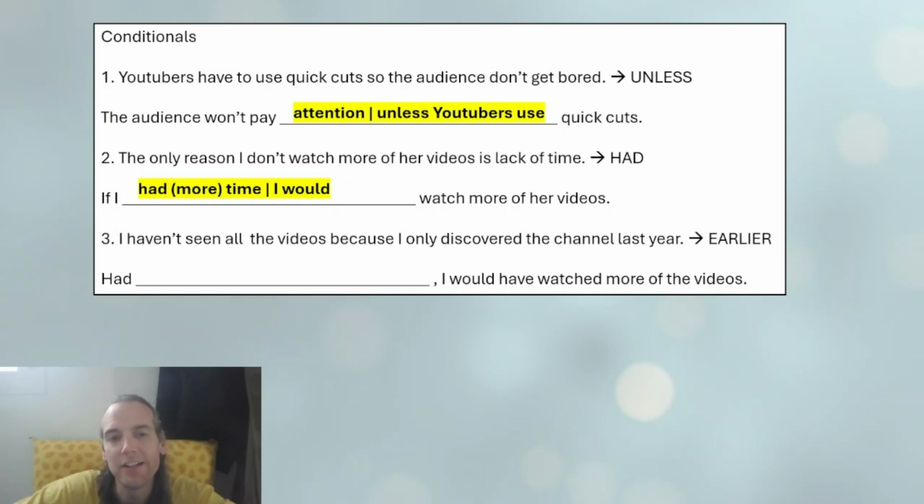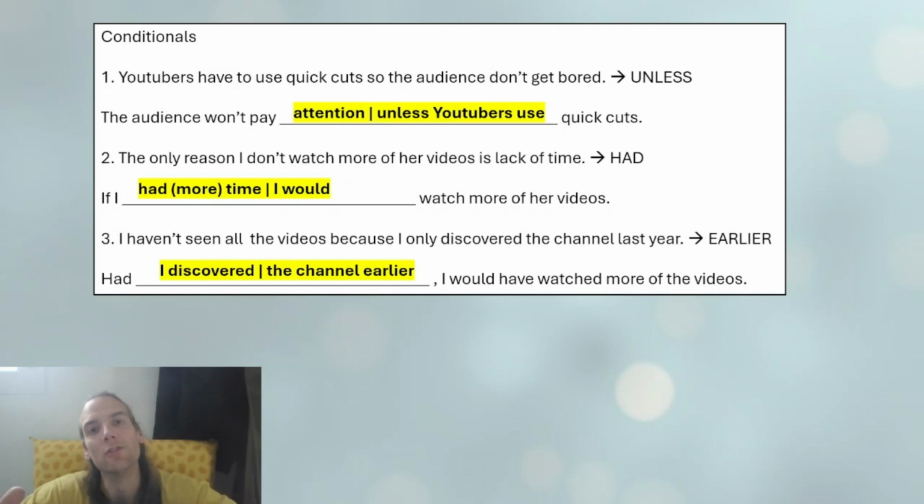And number 3, bit of a jump in difficulty here. It's a third conditional, but it's also using the "had I discovered" instead of "if I had discovered," the different structure in how we say third conditional sentences. Had I discovered means if I had discovered. But there we go. Those are some impressive conditionals that you could use in your writing to show off your range of grammar. And we've now planned all 3 of our questions.